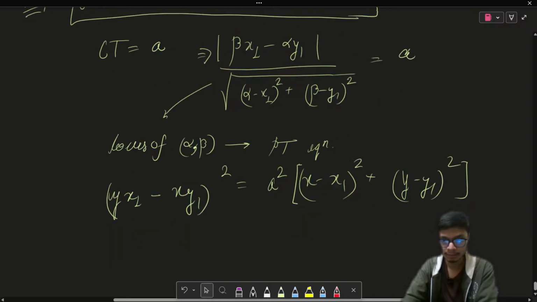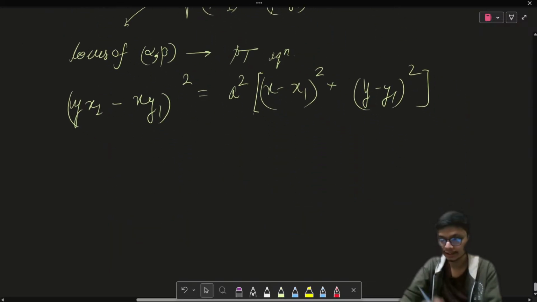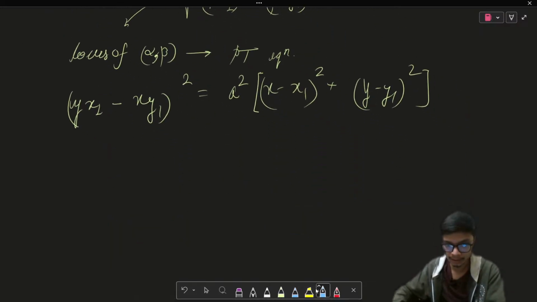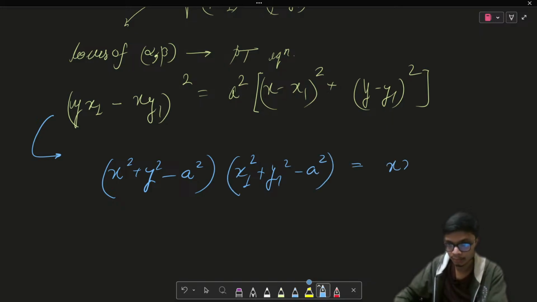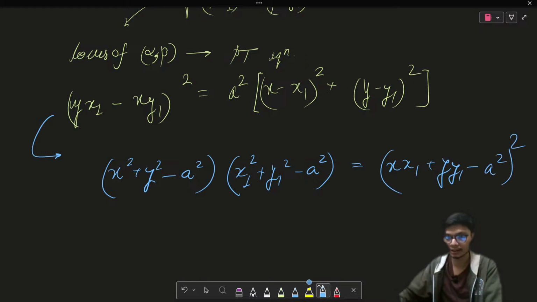Rather, if I simplify by carrying out this algebra, at a stage you will reach a point something like x square plus y square minus a square, this particular part, into x1 square plus y1 square minus a square, and that will come out to be equal to x x1 plus y y1 minus a square, and this is whole square, right? This particular thing's whole square.